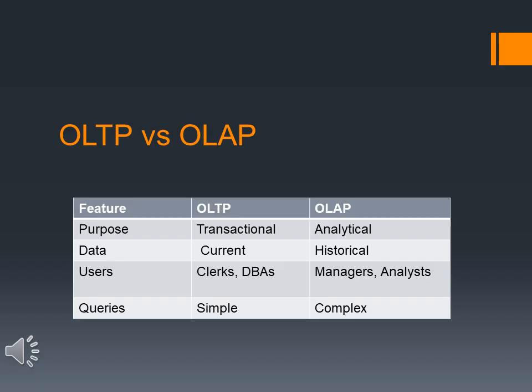OLTP systems are designed for day-to-day operations, with current data and simple queries. OLAP systems, on the other hand, are built for complex, analytical queries using historical data. For example, OLTP might record a sale, while OLAP analyzes sales trends over a year.